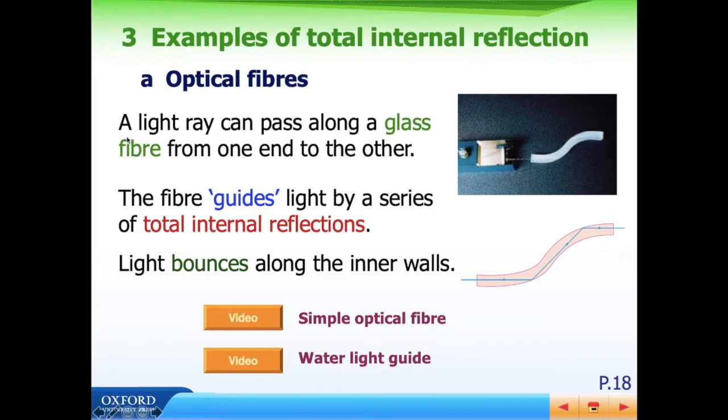A light ray can pass along a glass fiber from one end to the other. The fiber guides light by a series of total internal reflections. Light then bounces along the inner walls of that optical fiber. To understand what I am talking about here, I want you to watch this video clip entitled Simple Optical Fiber.